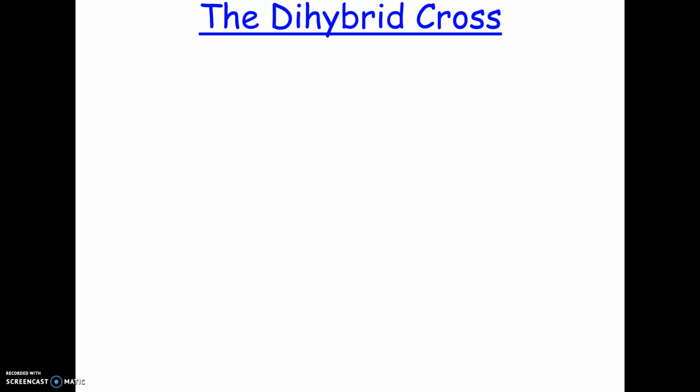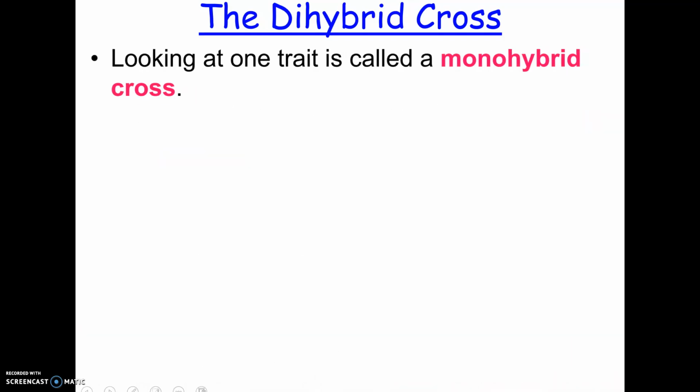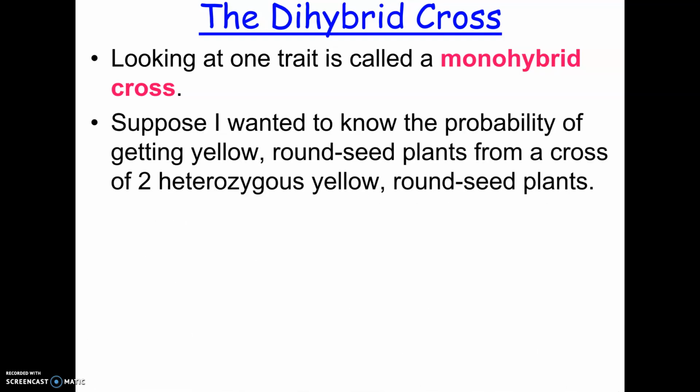Right, so continuing on with our genetics chapter, what we've been talking about so far are what are called monohybrid crosses. Mono meaning one. We've been crossing just one trait at a time. But sometimes you will have a question where they want to know the chances of a combination of traits.